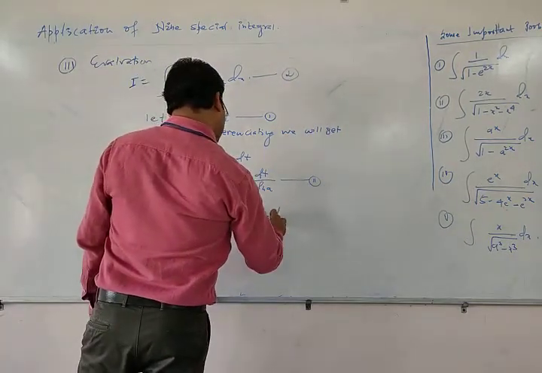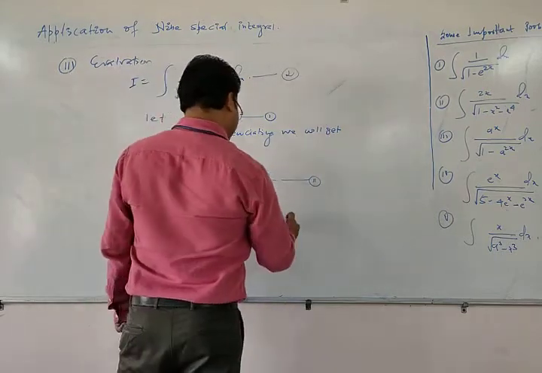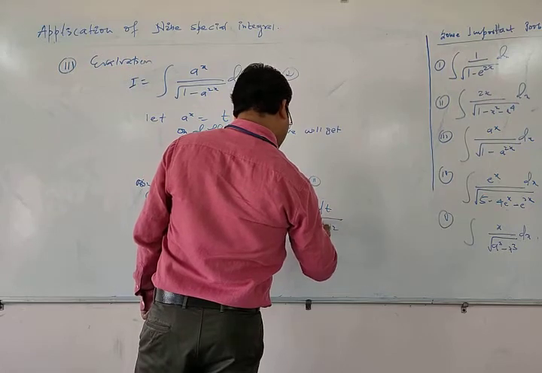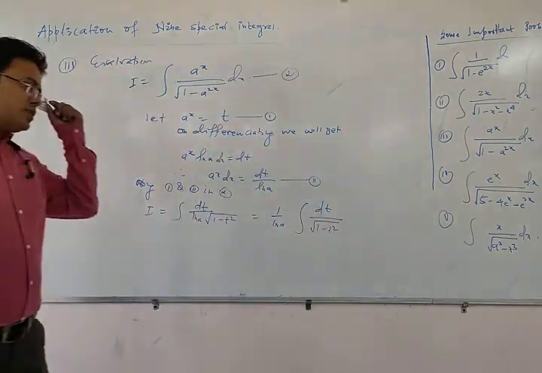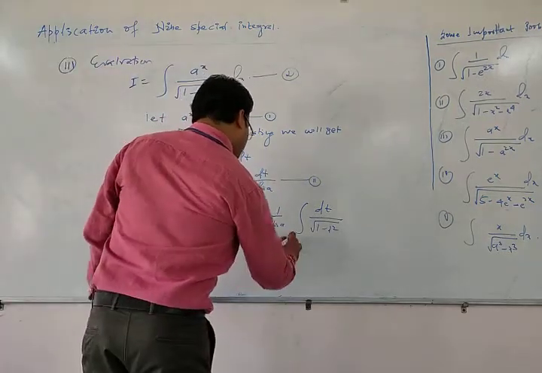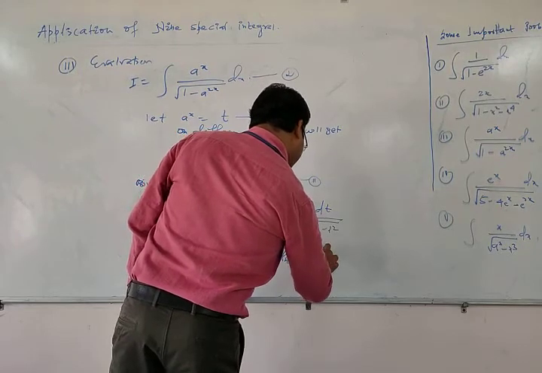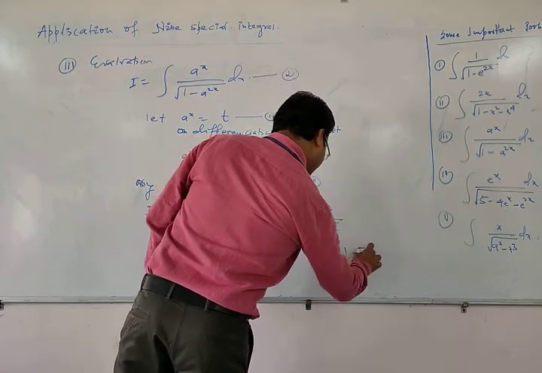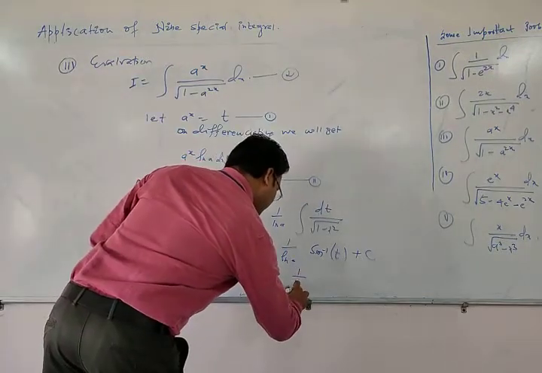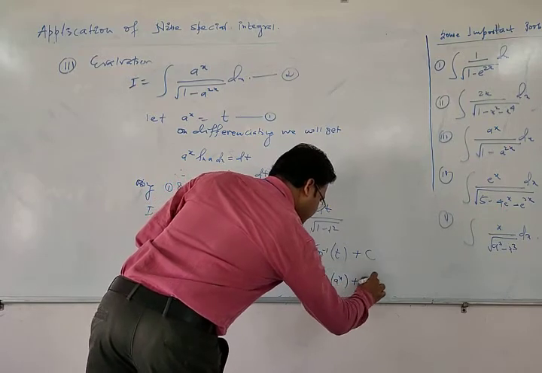Because ln a is constant, we can take out the constant ln a, or here you can write dt upon 1 minus t square. So again we use one of the 9 special integral formulas. Finally you can write sin inverse t plus constant term c. In place of t you can write a to the power x. So finally it will be 1 upon ln a sin inverse a to the power x plus constant term c, and this is the final answer.